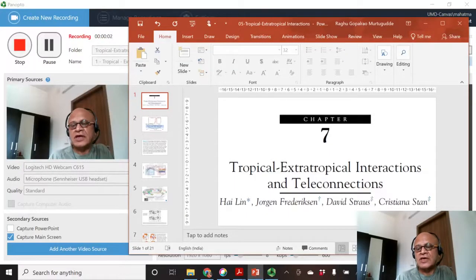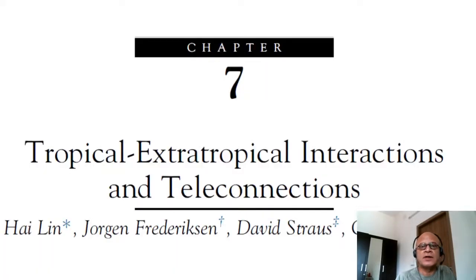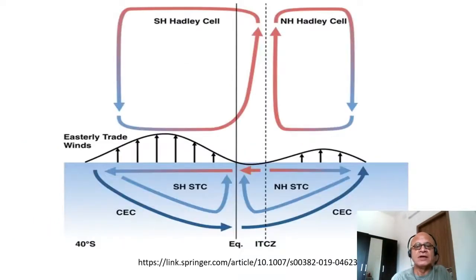So we are still looking at sources of S2S predictability, so sub-seasonal to seasonal timescale predictability. Where do they come from? In this section, we look at tropical, extratropical interactions and teleconnections. Interactions are more direct. Teleconnections are kind of remote forcing. So it could be through waves or the indirect impacts through the jet stream and so on.